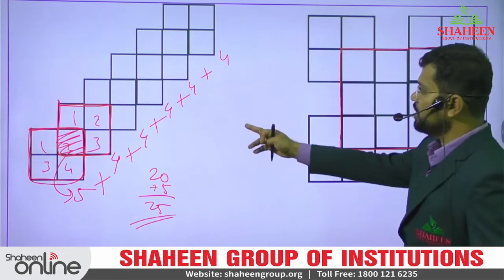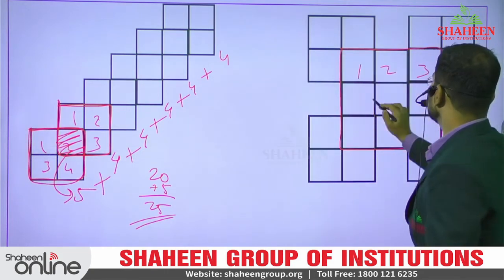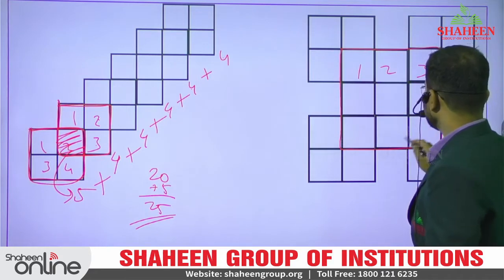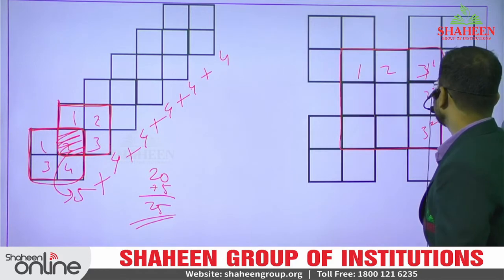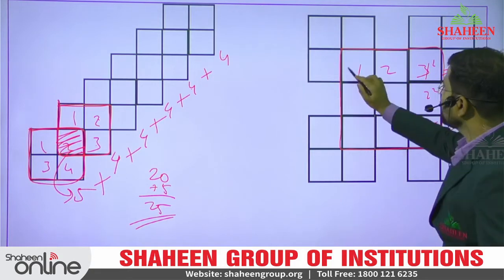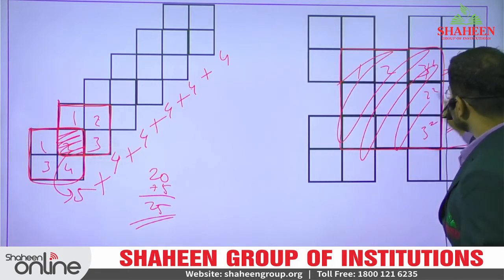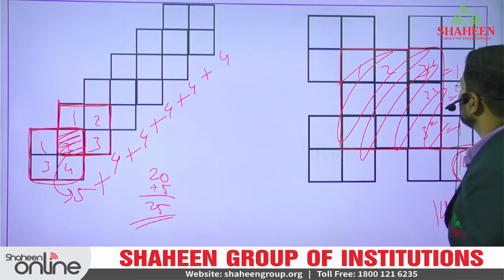In the same way here, 1, 2, 3, so 3 into 3. I can say this is 1 square, 2 square and 3 square. So 1 square is 1, 2 square is 4, 3 square is 9, 9, 10, 14. So in this, how many squares are there? In this, 14 squares are there.